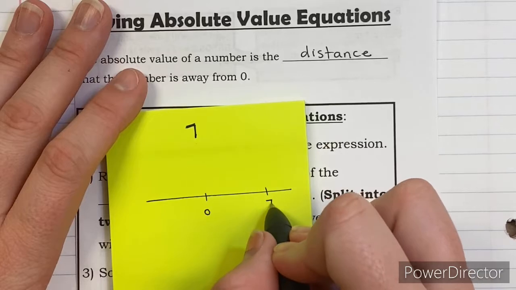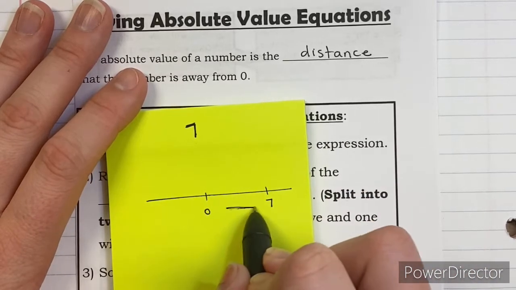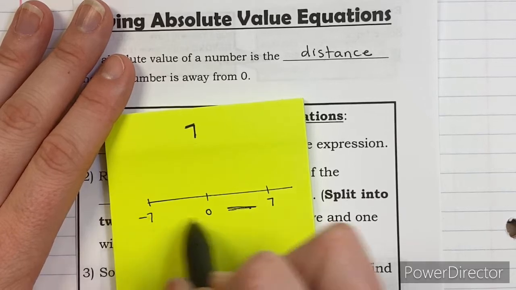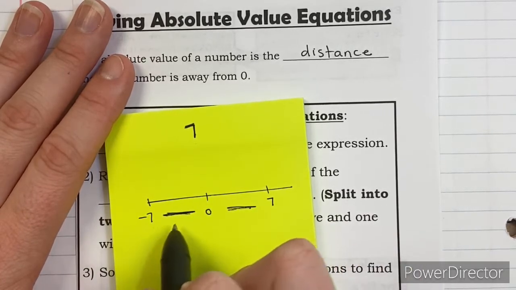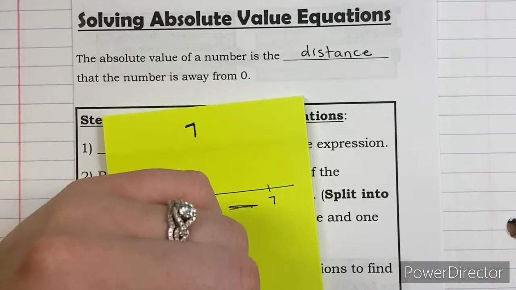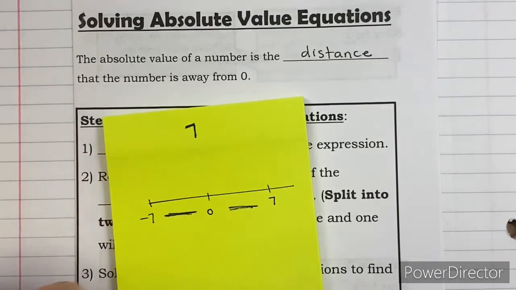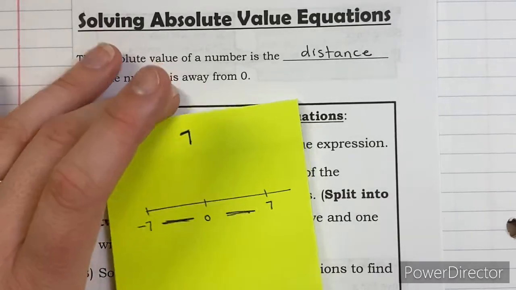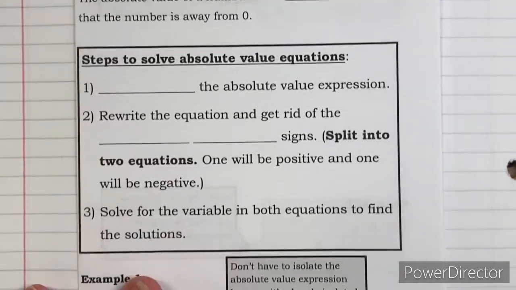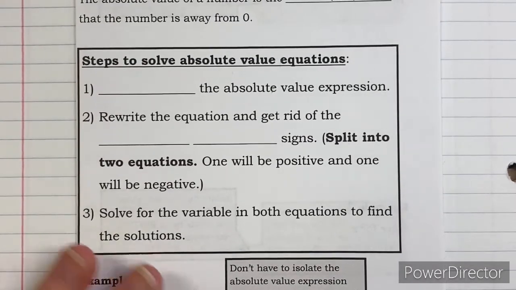Well, we have positive 7 for sure because there's 7 spaces here, but there's also a negative 7 because this space right here is 7 spaces. It's in the negative direction, but it's still 7 spaces. And distance cannot be negative. Distance is only positive, so that's why we have to take the absolute value of it. Okay, so when we talk about steps to solving absolute value equations, I narrowed it down to 3 steps.